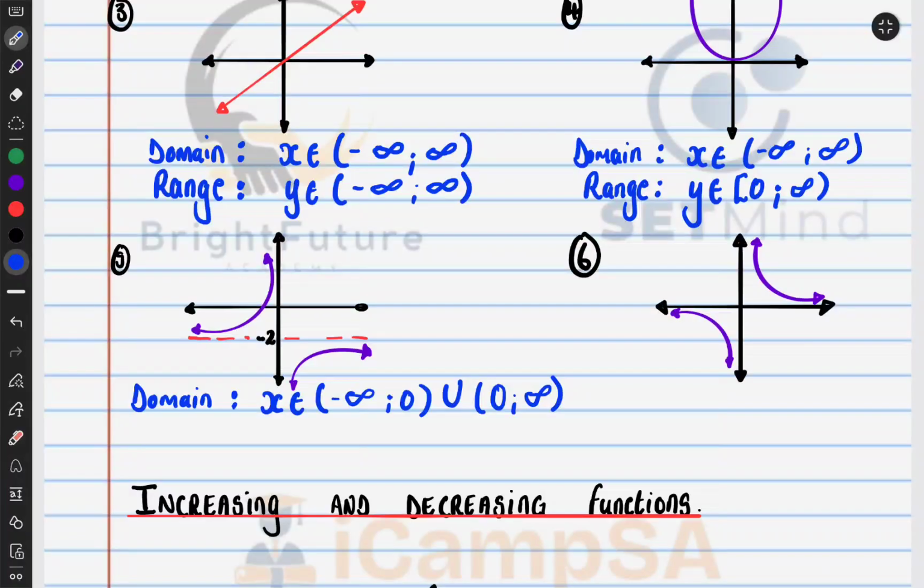Or I want to write another way that you can do this: you can say x is the element of all x values from negative infinity to positive infinity, but x cannot be equal to 0. That is another method if you have forgotten to use the union symbol. Okay, then let's do the range.